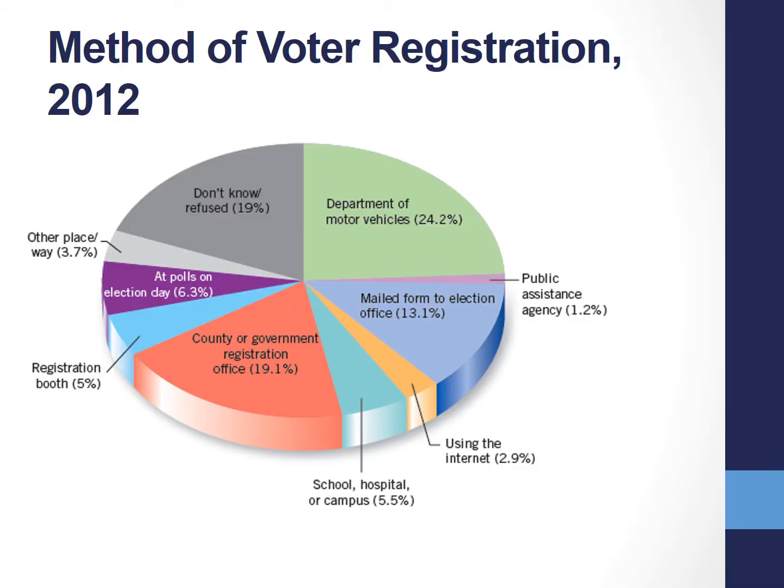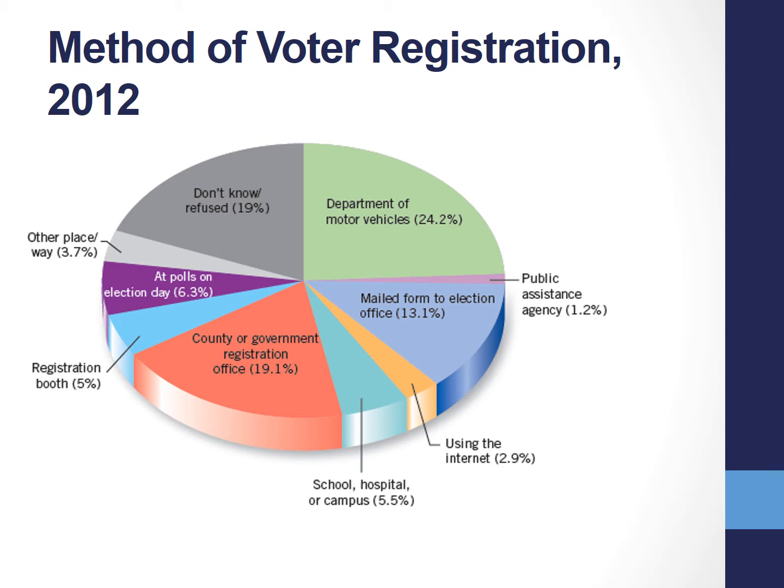Methods of voter registration vary from state to state. So this pie chart looks at how people registered in 2012. In 2012, about 1/4 of the population registered with the Department of Motor Vehicles. So when they went to get their driver's license, they also registered to vote. That's going to be the result of the motor voter law, which we'll talk about on the next slide.